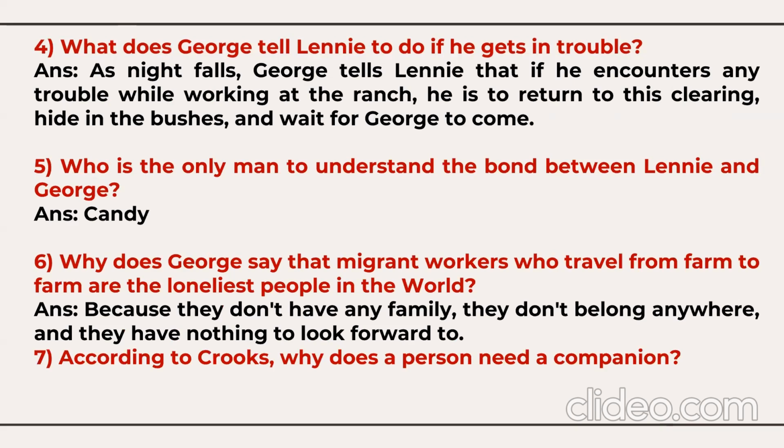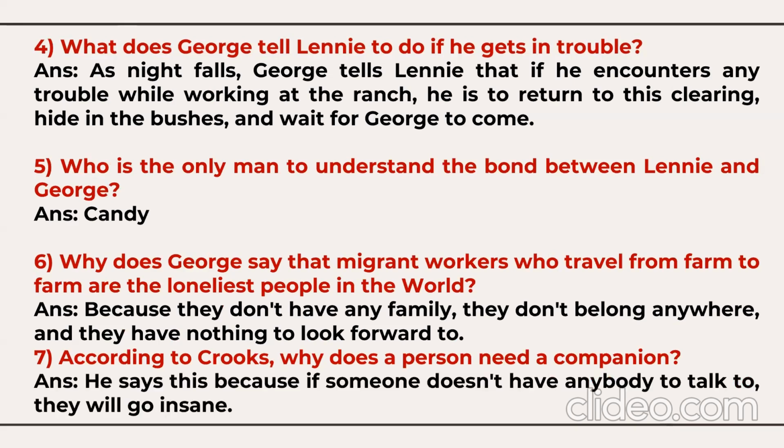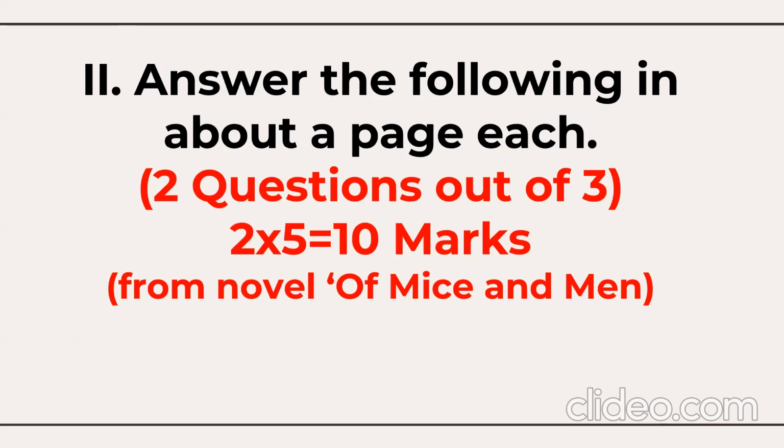According to Crooks, why does a person need a companion? He says that if someone doesn't have anybody to talk to, they will go insane. So that's the reason a person needs a companion. Now you have 5 marks questions from the novella Of Mice and Men, and here again you have 3 questions. You need to attempt only 2 questions, each for 5 marks. So 2 marks done. Now 5 marks questions.